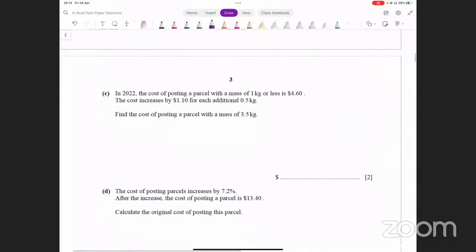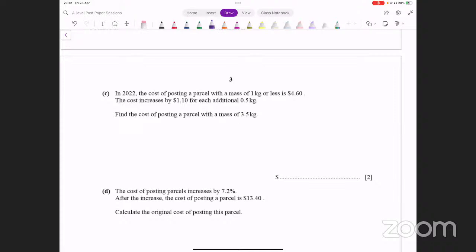It says in 2022 now, the cost of posting a parcel with a mass of 1 kg or less is $4.6. The cost increases by $1.1 for each additional 0.5 kg. Okay, so up to 1 kg there is a flat rate of $4.6. However much you post, 0.7 kg, 0.5 kg, whatever you post, your charge will be $4.6. Beyond 1 kg, every additional 0.5 kg costs $1.1 extra. We need to find the cost of posting a parcel with a mass of 3.5 kg.